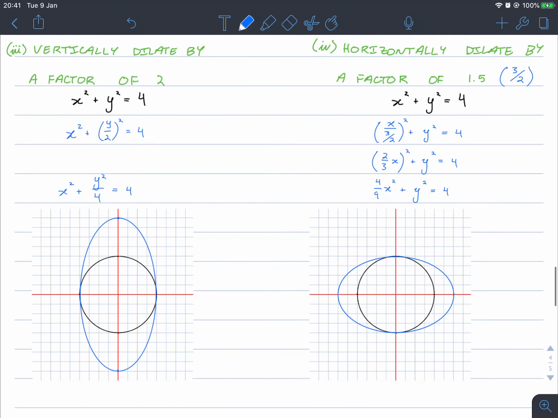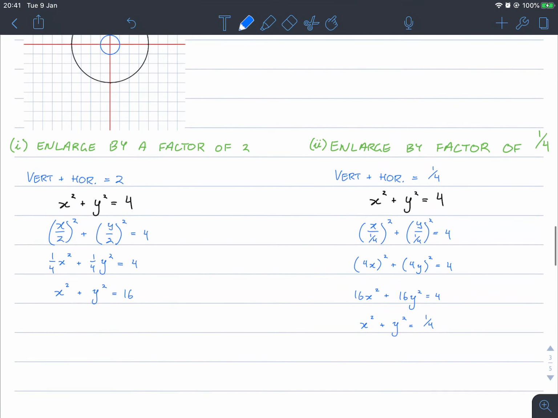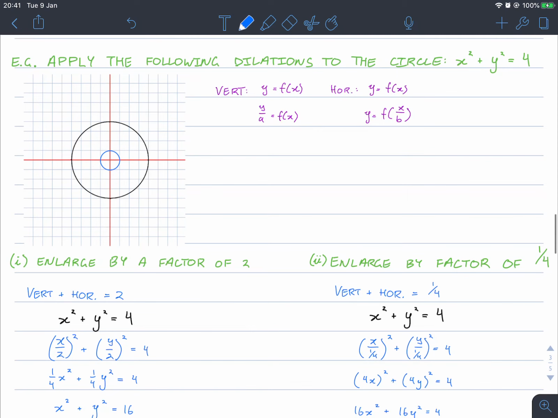Now consider that we can do this to a circle, meaning we can apply this to any shape that we want. And so I hope that gave you an insight into dilations vertically and horizontally onto non-functions.